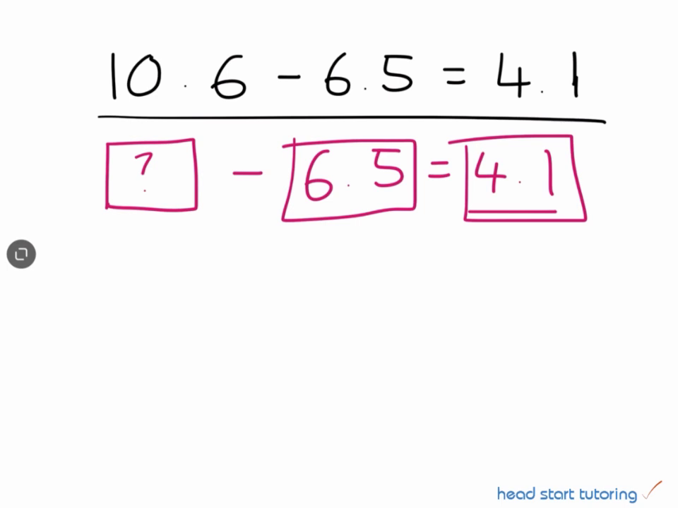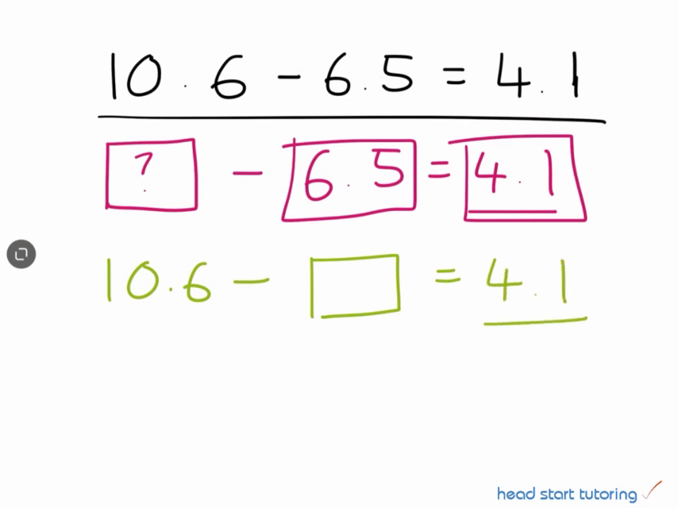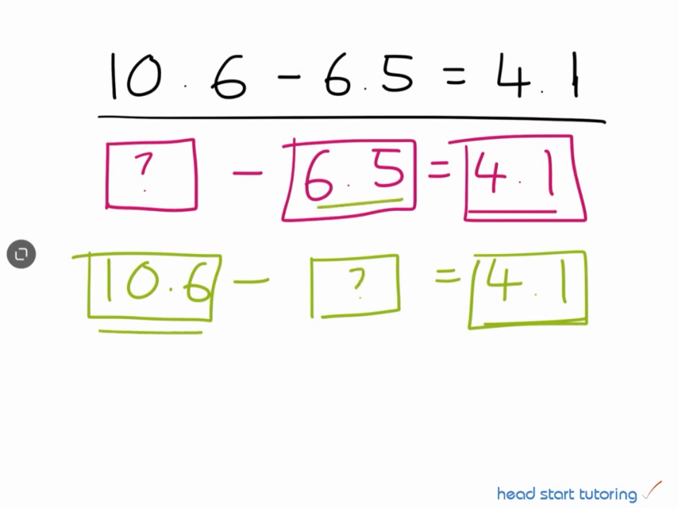If we are aware of the 10.6, if we've been given the 10.6 but we have not been given the 6.5 and our answer is still 4.1, we would then by this stage know that we need to minus 4.1 from our 10.6, and we should get an answer of 6.5. So let's work those ones out.